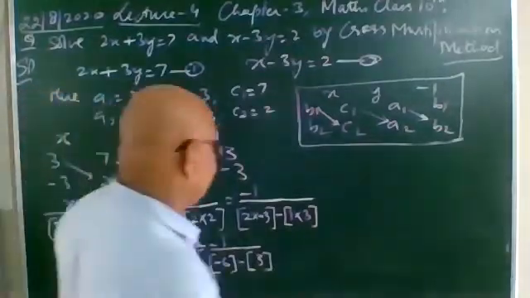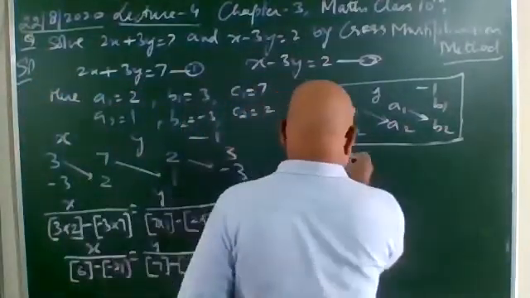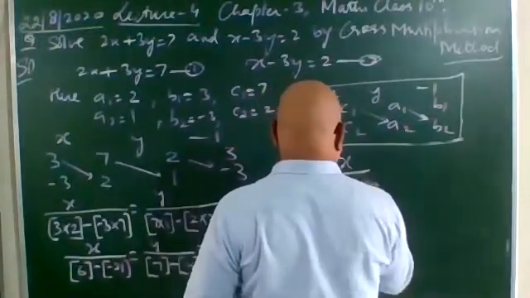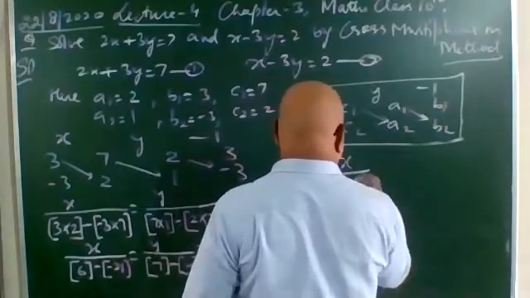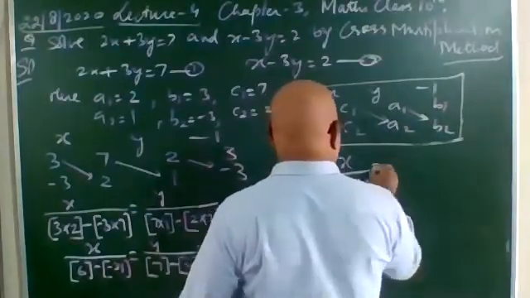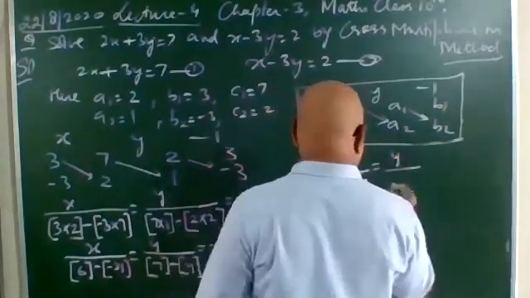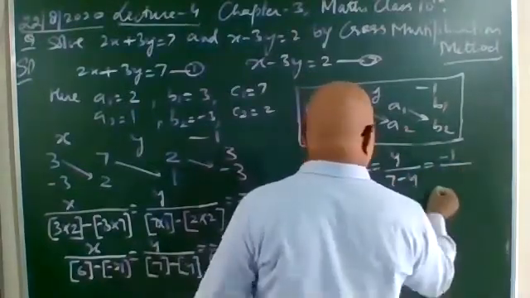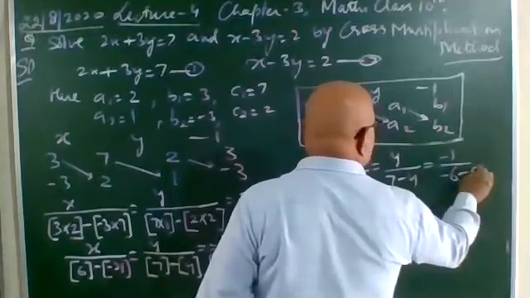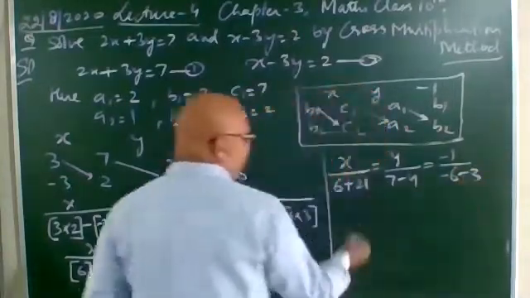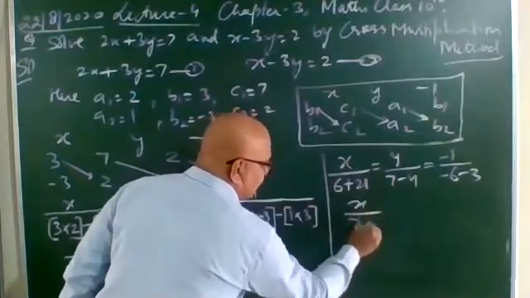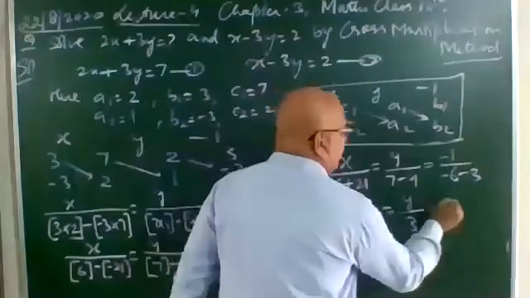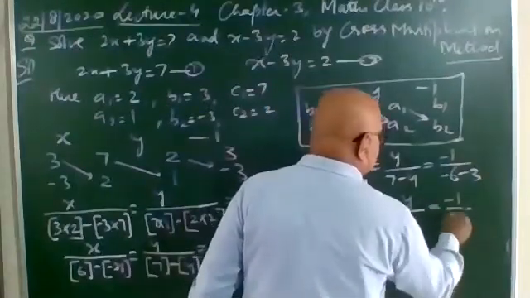Now x upon 6 plus 1 plus 21, y upon 7 minus 4 minus 1 minus 6 minus 3. x upon 27, y upon 3, minus 1 upon minus 9. This cancels out.